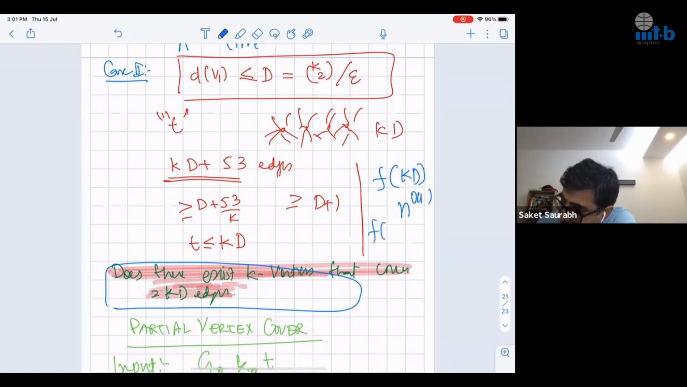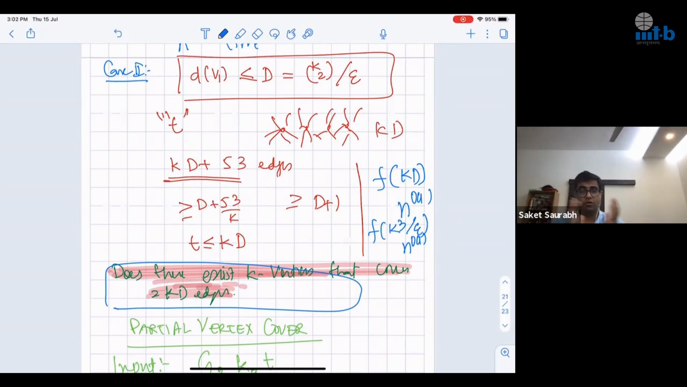So what will be f of KD? What is D? It is like some, say, K square by epsilon, something like that. So it is going to be some f of K cubed and epsilon times n to the power big O of 1. So we are able to exactly solve the problem in this case. We have two cases. Either the degree is really large compared to K choose 2 and epsilon, then return the top K vertices, and you are done.